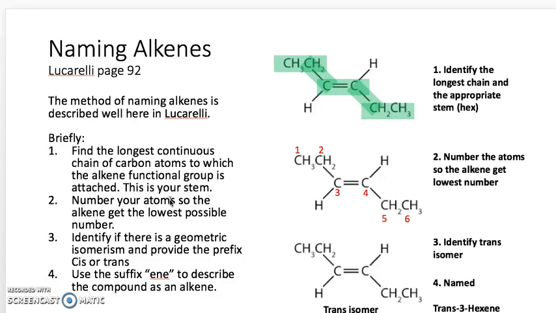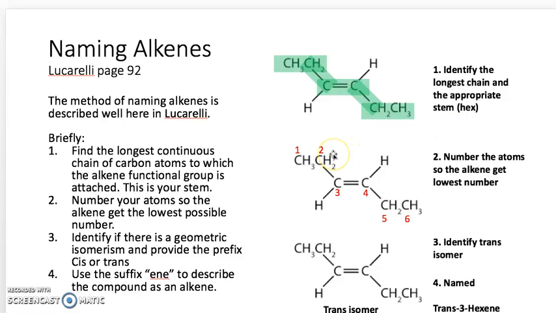The first thing that you need to do is find the longest continuous carbon chain in the group. If we look at this example here, we can go 1, 2, 3, 4, 5, 6. There are 6 atoms in the longest carbon chain, so we assign the stem hex. These are the same stems that you use for alkanes.